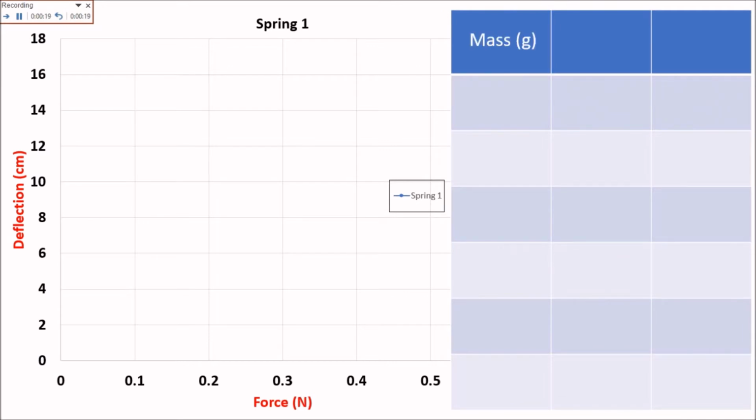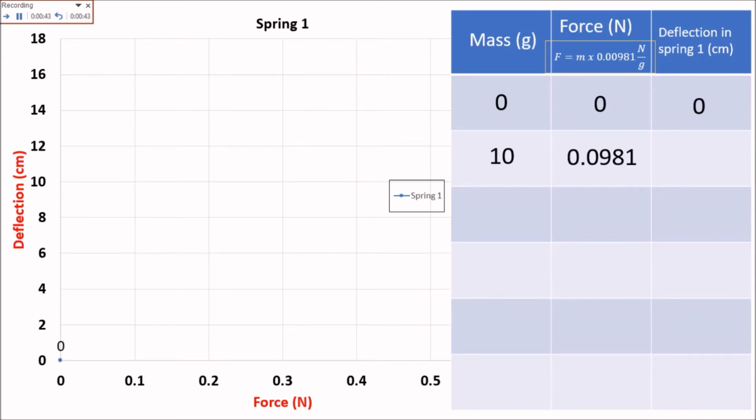So the table has the mass in grams, the force in newtons. To get the force, we will multiply the mass times 0.00981 newton per gram. And the deflection of spring number 1 in centimeters. So we will start with 0. Then, at 10 grams, the force is 0.0981 and the deflection is 3.2. So we will graph it.